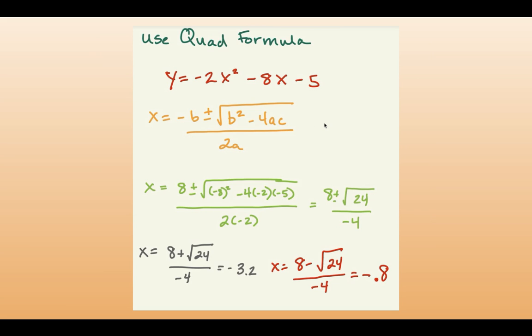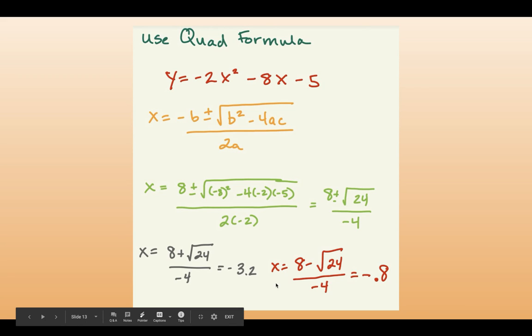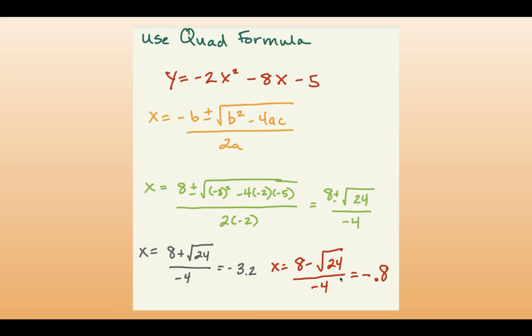I asked you to use the quadratic formula on this. The only tricky part to this was all of the negative signs. Be very careful. The opposite of b is positive b, plus or minus the square root of b squared minus 4ac all over 2a. I again like to simplify what's under the radical sign. I write it as 2 separate math problems. 8 plus the square root of 24, the sum divided by negative 4. 8 minus the square root of 24, the difference divided by negative 4.